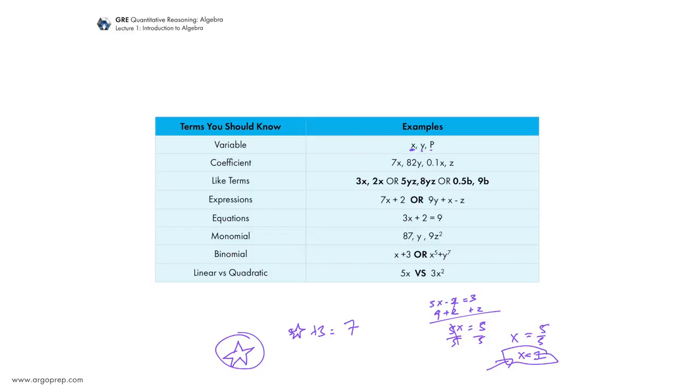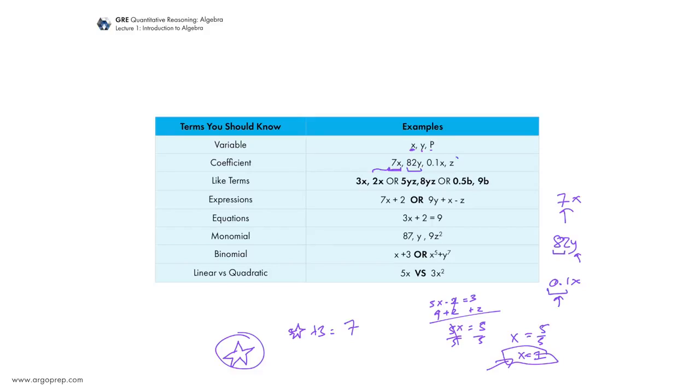Okay, the next thing we're going to learn is what the coefficient is. What is a coefficient? Any number in front of the variable is called the coefficient. So if I have the term 7x, the coefficient here is 7. How about 82y? The variable here is y, and the coefficient is 82. How about 0.1x? 0.1 in this case would be the coefficient.